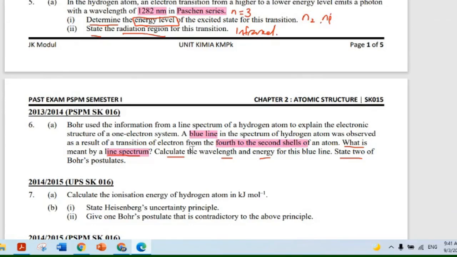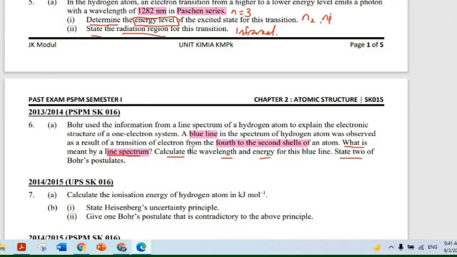Vicky, from which series? Lyman, Balmer, Paschen, Brackett, or Pfund? Balmer, I think. Okay, why do you think it's Balmer? Because the electron is going to the second shell from the fourth shell. Okay, very good. One of the points, yes, the second shell. Another, if the question didn't mention the second shell, can you identify the series for this question?